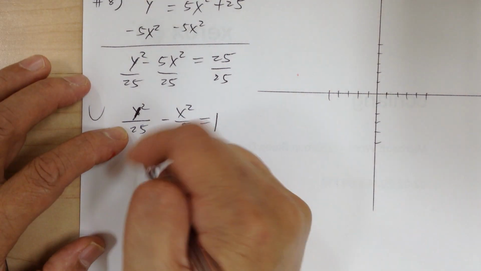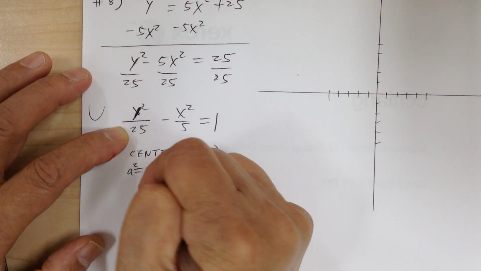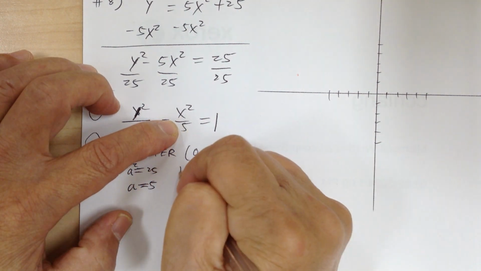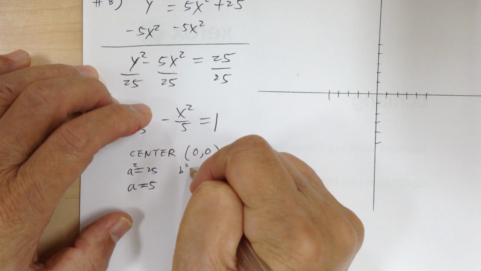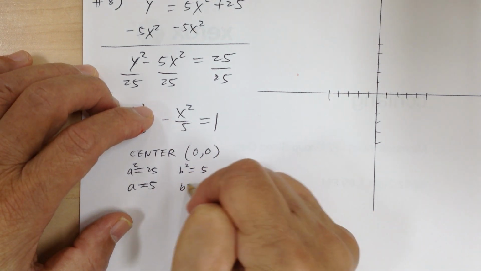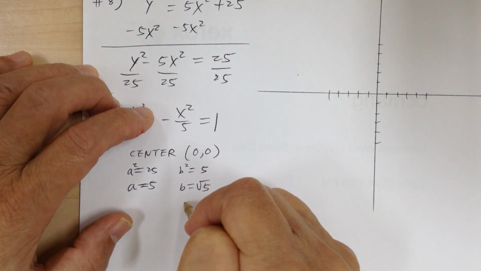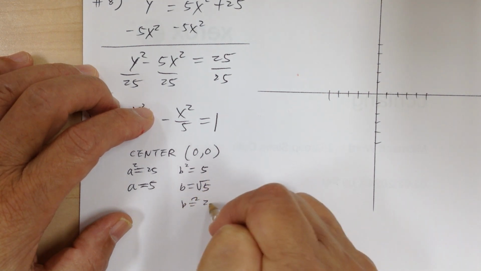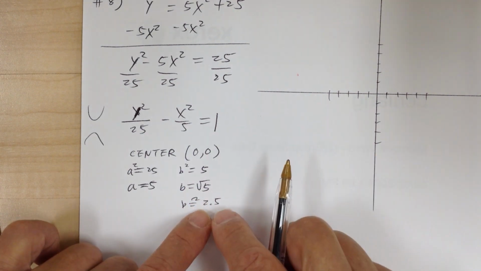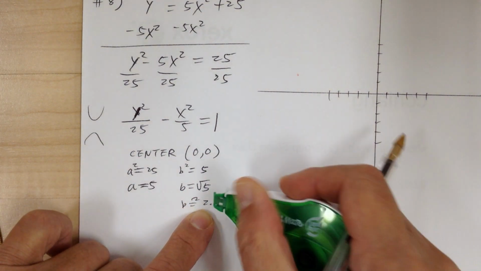Over here a squared equals 25, so a equals 5. Over here b squared equals 5, so b equals square root of 5, which is about 2.2. Again, when you label, you have to use the square root, but when you locate a point, you use the decimal 2.2.